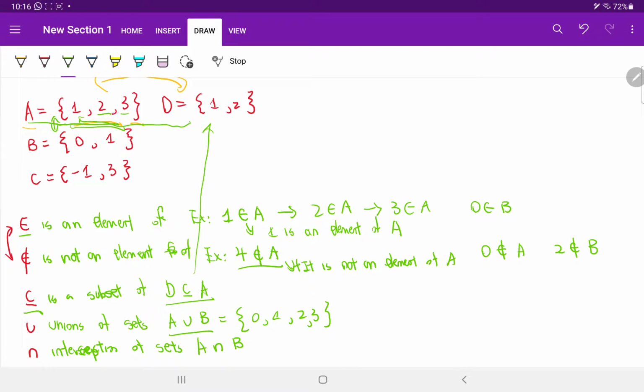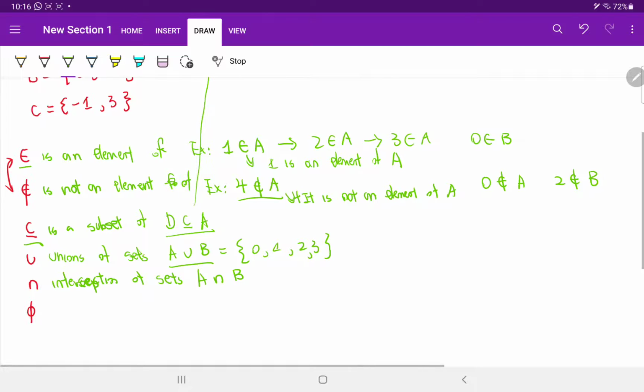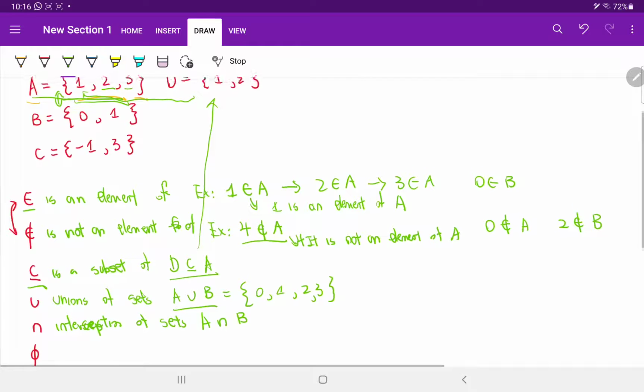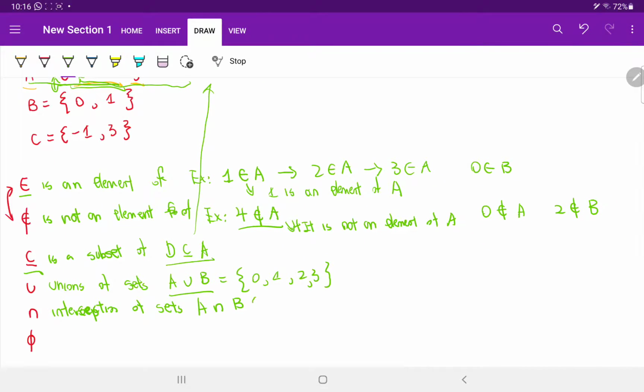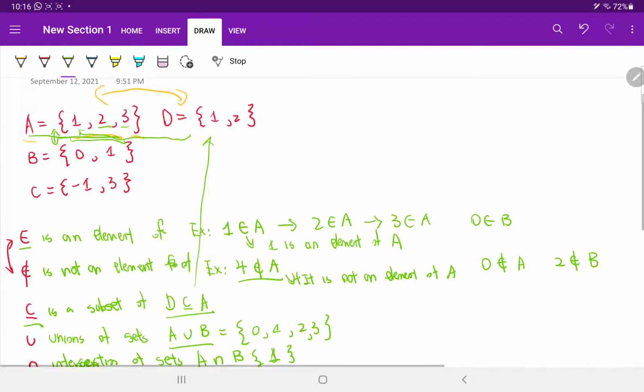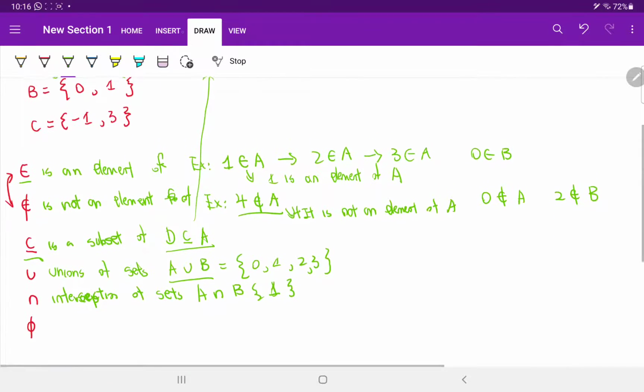So let's look at the example A and B again. A has 1, 2, 3, B has 0 and 1. So let me ask you, what is common between them? What do they both have that can intersect? Right, it's 1, because you see set B doesn't have 2 or 3, and set A doesn't have 0. So their only common thing is 1, right? So we'll write the intersection of sets A and B as 1. So think of this as the common thing between them, which in this case is only number 1.